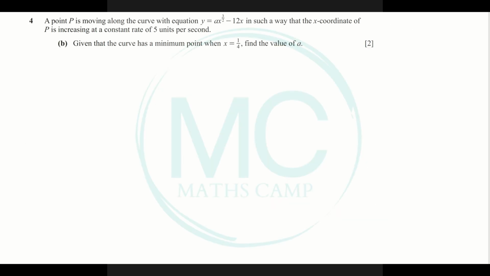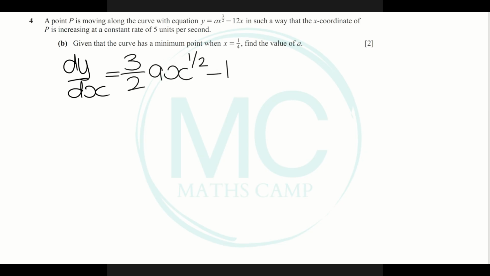Given that the curve has a minimum point when x is equal to 1/4, find the value of a. The minimum point is a turning point. So we need to work with the equation for the derivative. In part A, we found that dy/dx is equal to 3/2 ax^(1/2) − 12. Now, at a stationary point, the equation for the derivative is equal to 0 when x takes on the value of the x-coordinate of that turning point.